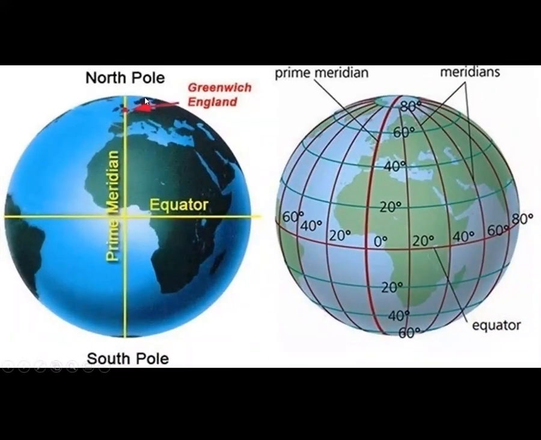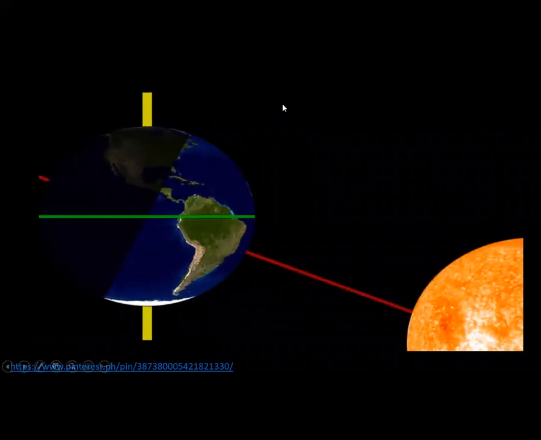So here we have the North Pole. Here we have the South Pole. The line that runs across from the west to the east is called the equator, and it is found at 0 degree latitude, while the line that runs across from the North Pole to the South Pole is the prime meridian, and it's also located at 0, but this time longitude. Of course, one has to remember that those are imaginary lines.